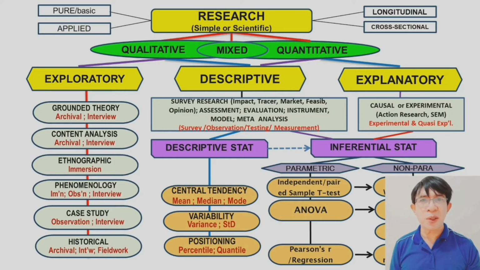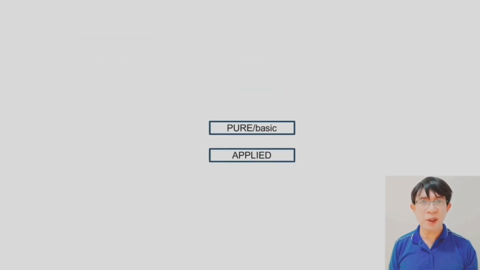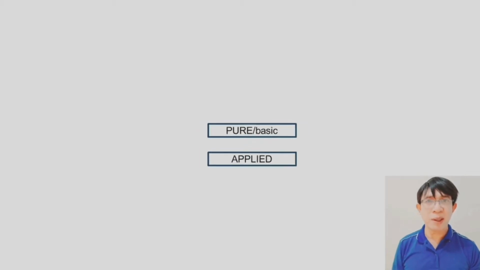This is a research spectrum that I developed which presents a snapshot of the entirety of this research lecture series. For Series 2, the main concepts found at the first tier or level, particularly pure and applied research classifications, shall be discussed exclusively.